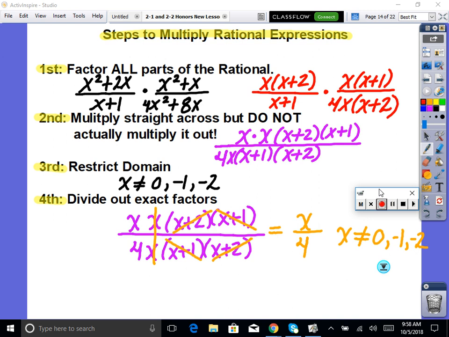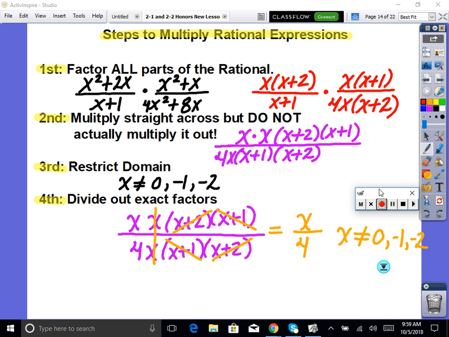So first, we factor all the parts. It says take this rational times this rational. You factor all the parts within the rational, the numerator and denominator. Now look at my example up there. Do you see how I've taken and just factored all the parts? Okay, second step is to multiply straight across.